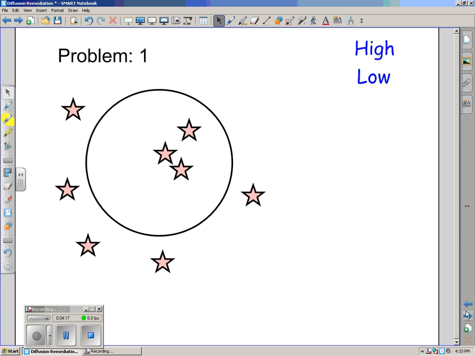So let's do a couple sample problems on your worksheet together, and then I'll let you take off on your own. On each of these problems, you're going to have to tell me which way the molecules are going to be moving. We'll assume these are also oxygen. And you have to tell me how many move in what direction.